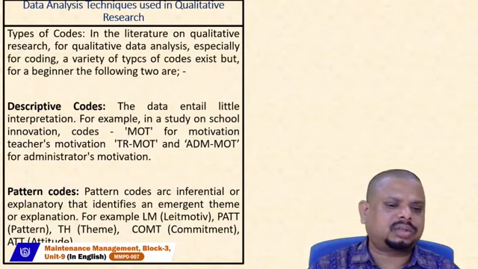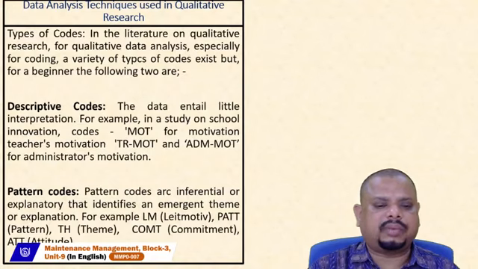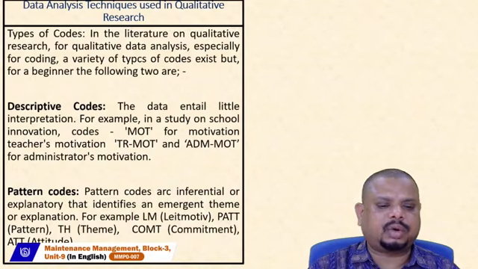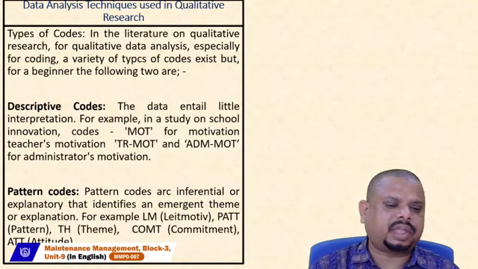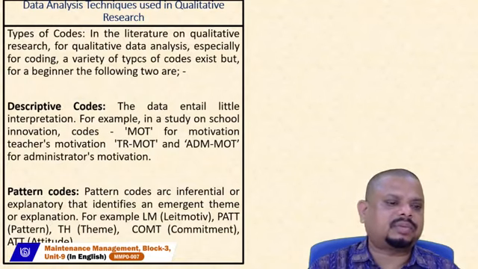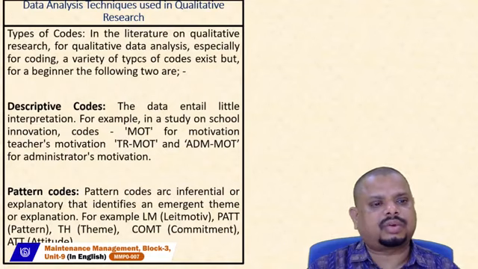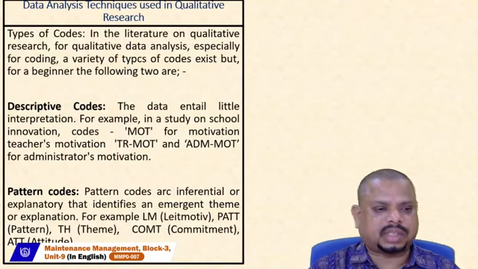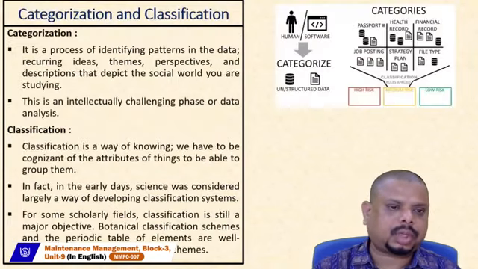Similarly, if you go for pattern codes, pattern codes are inferential or exploratory codes that identify the emergent themes of explanations. For example, LM stands for Lee motif, PATT stands for pattern, TH stands for theme, COMT stands for commitments, and ATT stands for attitudes. So these are the different types of classification of codes, which we have already discussed: descriptive codes and pattern codes.